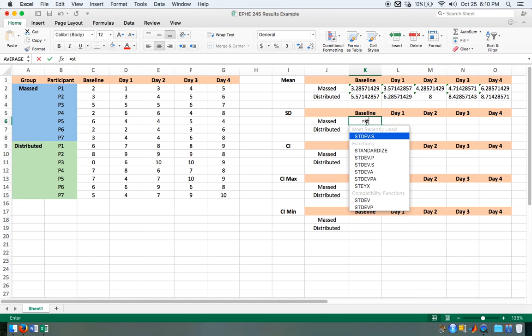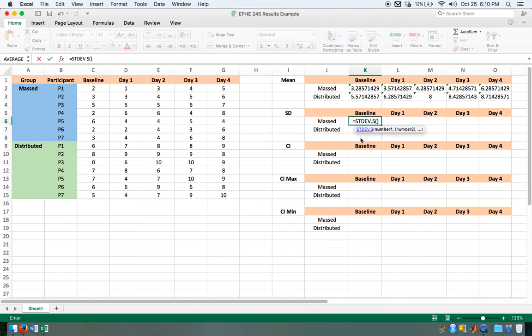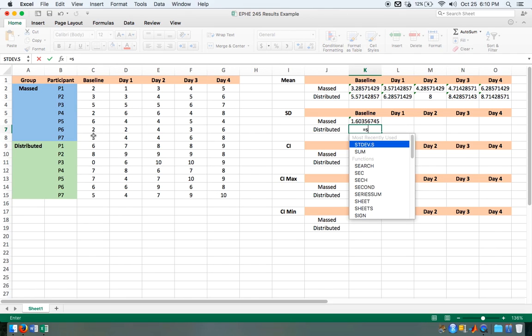Now I'm going to do the same thing with standard deviation. So stdev.s, S stands for sample. That's because we're using samples here. So we've collected just a proportion of people out of the entirety of everybody. So again, for the masked baseline group, I'm going to collect those individuals. Then for the standard deviation, for the distributed, same deal.